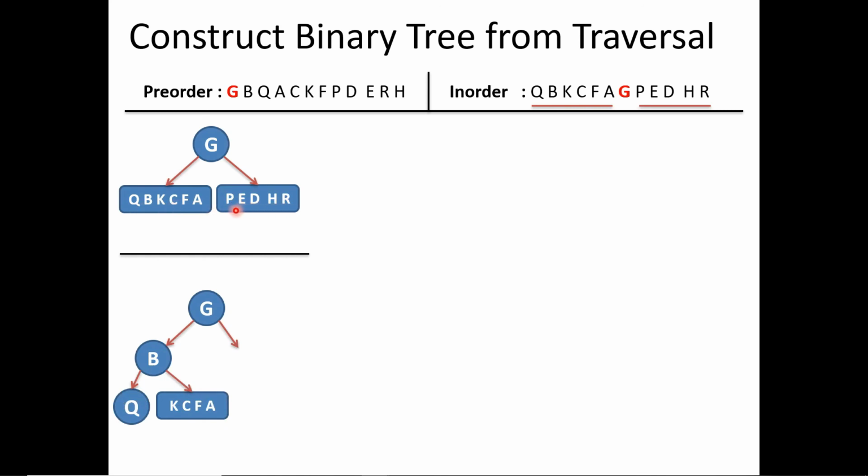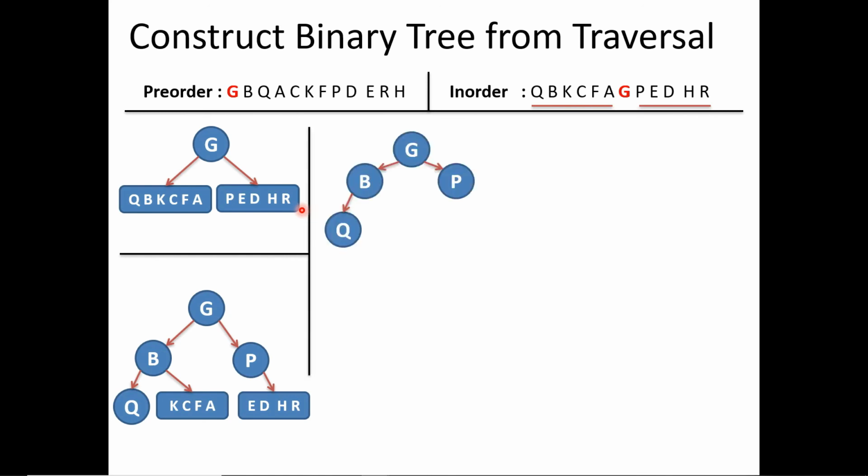Now in the next step we have to check for this subtree, PEDHR. We have to check which node comes first. So we can easily see that P comes first. So now P becomes the parent of this subtree, right? P has no left part, so no left child is there, and EDHR becomes the right child of node P.